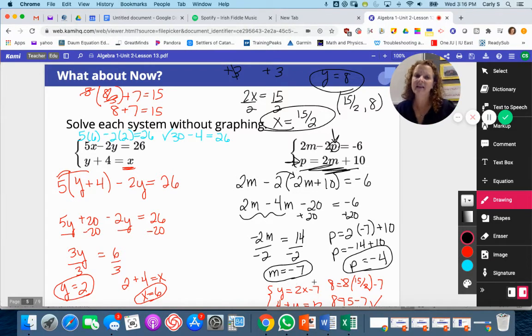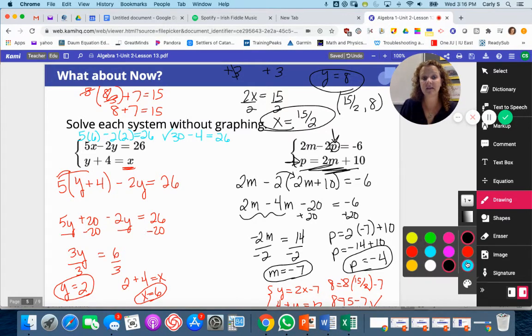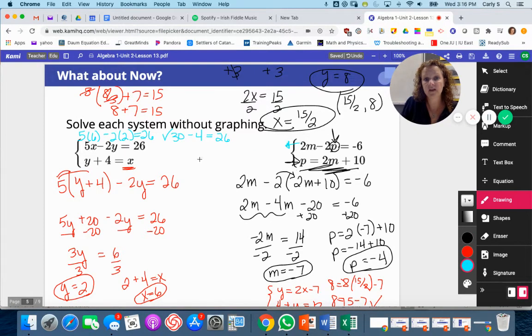I can't write that in an ordered pair because it's not x, y. So I can just say m equals negative 7, p equals negative 4. Now let's go ahead and substitute to see. We're going to check our work.